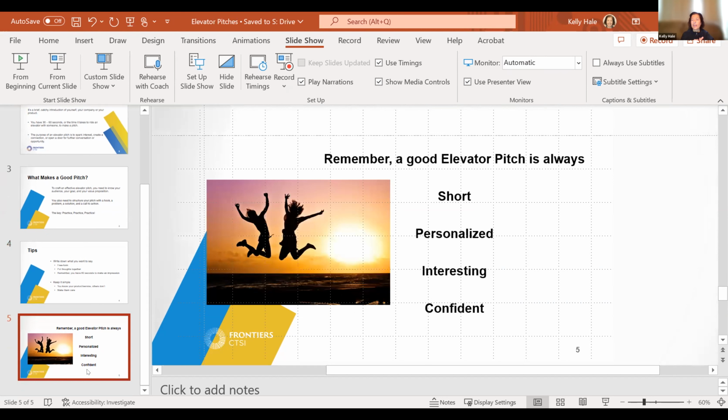And then here are your four takeaways. An elevator pitch is short, personalized, interesting, and you have to be confident. And now what I would like each of you to do is jot down a few notes of an elevator pitch of something that you're going to pitch, whether it's your product, a service, you in general. And then we'll have a couple of people share those. So I'll give you guys the next 2 to 3 minutes, and then we'll share some of those.